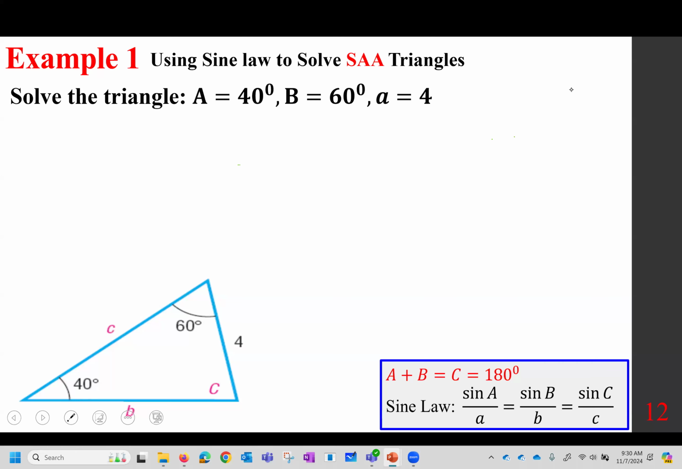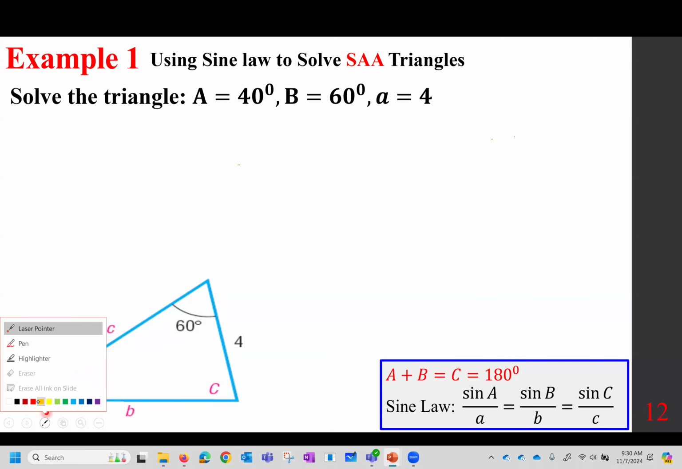Now using the sine law to solve an SAA, side angle angle, triangle: solve the triangle where A equals 40 degrees, B is 60 degrees, and a is 4. By the way, they may or may not give you the triangle. You should make something up, and even if it's not to scale, you can fix it after you're done. That will help if you want to figure out what's going on.